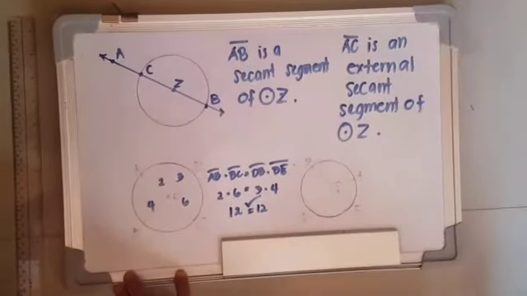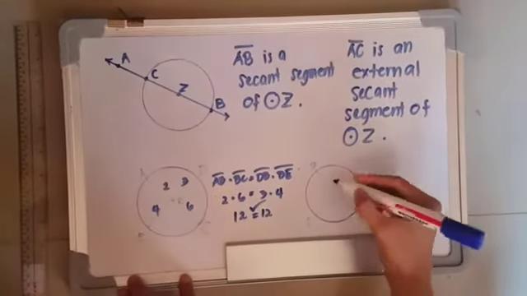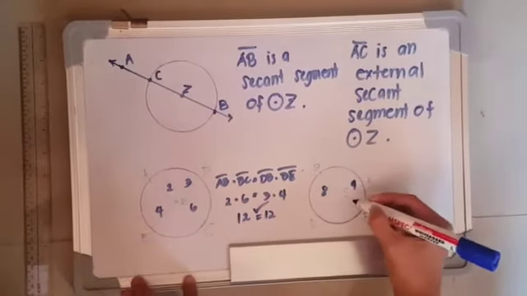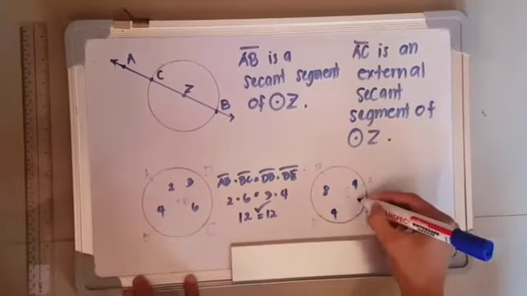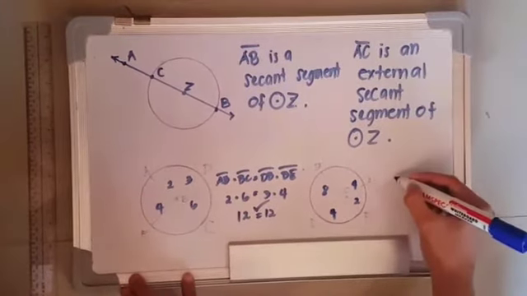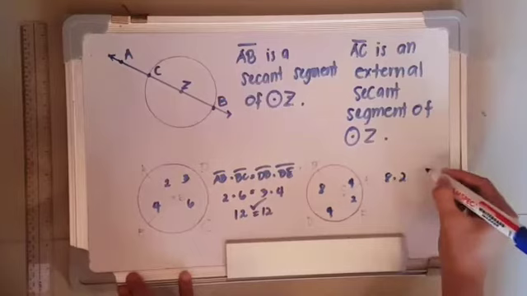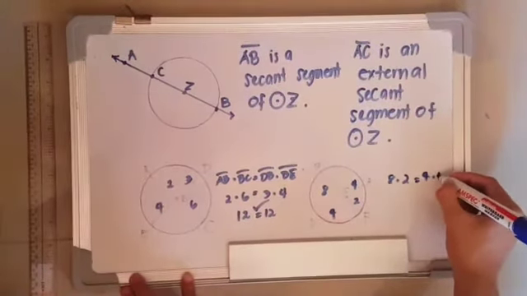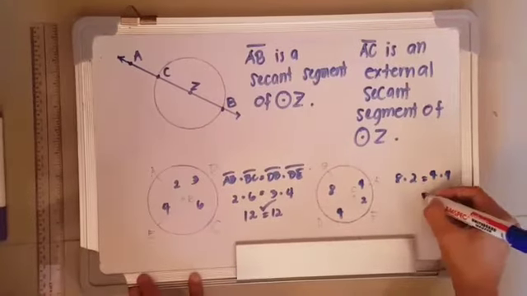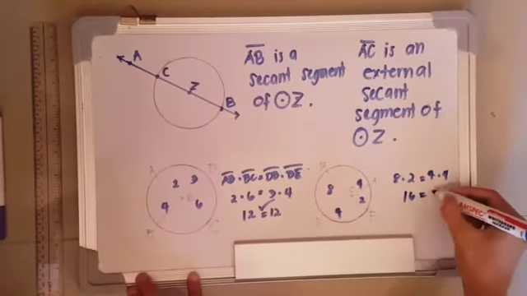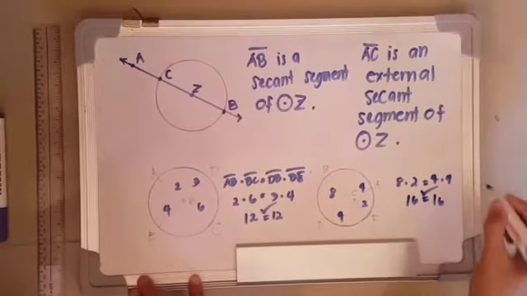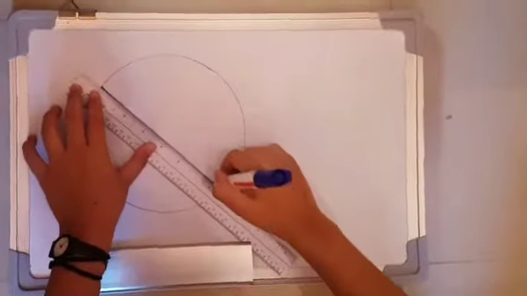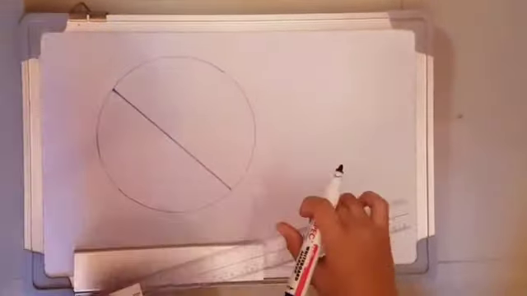Now, another example. Well, this is 8. That is 4. This is 4, and that is 2. Now substitute. 8 times 2 is equal to 4 times 4. And that is 16 equals 16, and that's a check mark. So let's take another example.